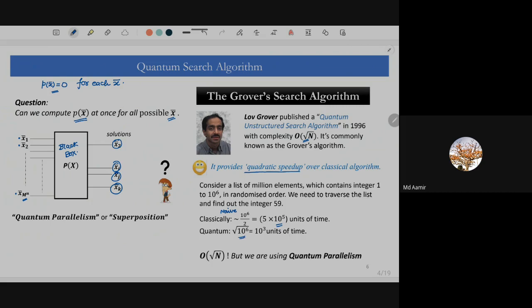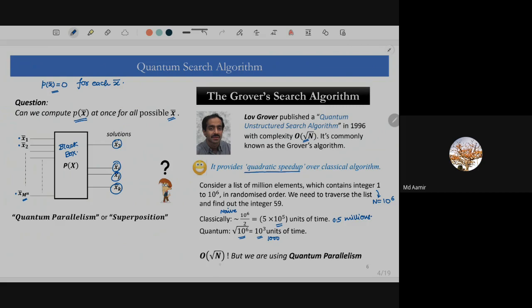But when we do the quantum, we have 10 raised to 6, we get 1000. So this one is 1000 units of time, and this one is 0.5 million. So there is a huge difference here, where n is equal to 10 raised to 6. So the quadratic speed up is still really good. We have a huge improvement from 10 raised to 6 to 10 raised to 3, a significant improvement. Because of this square root, we have this quadratic speed up. This is not exponential speed up like Shor's algorithm.